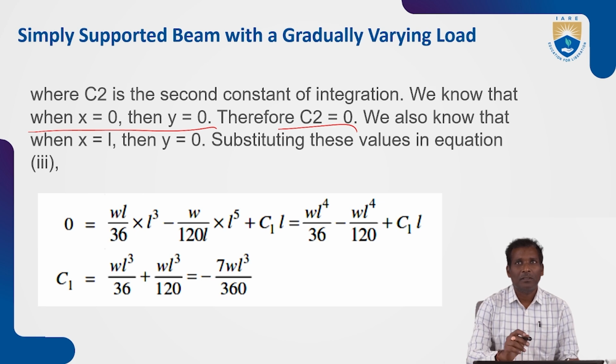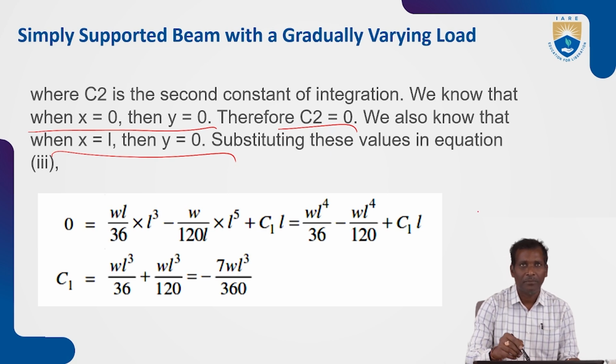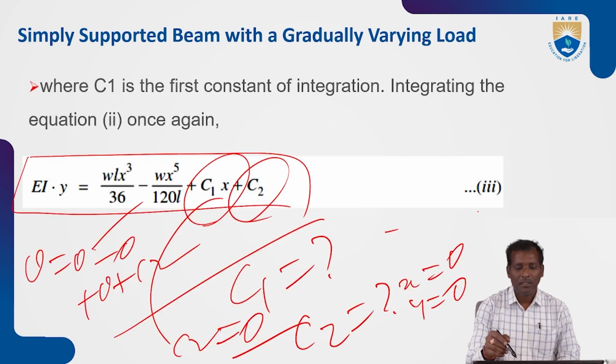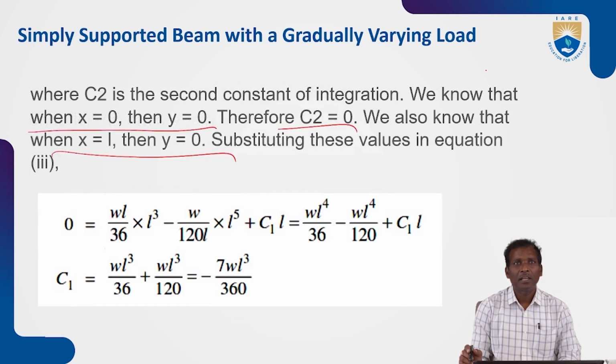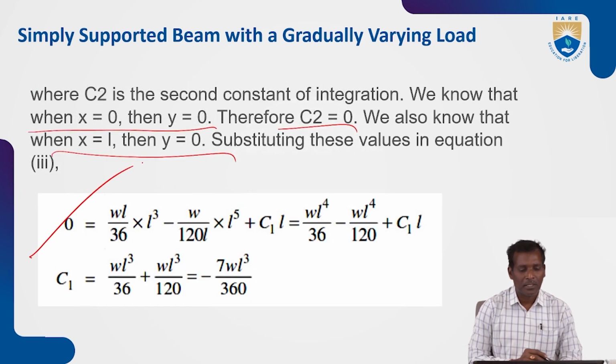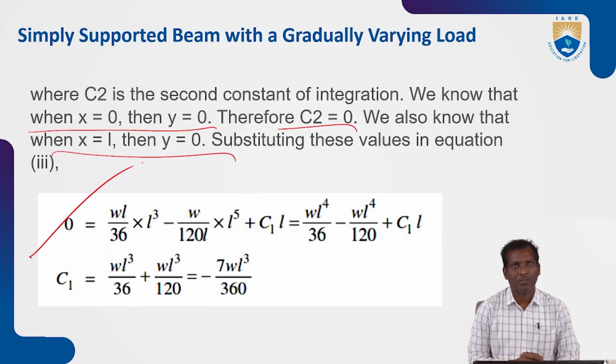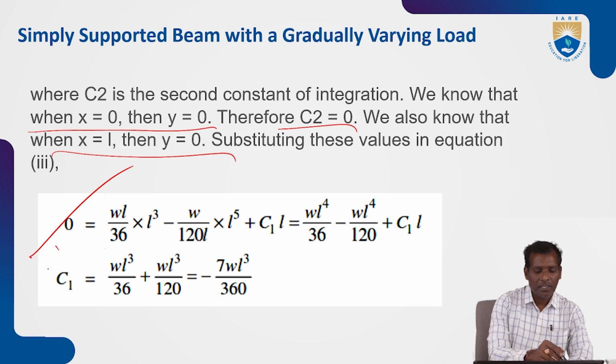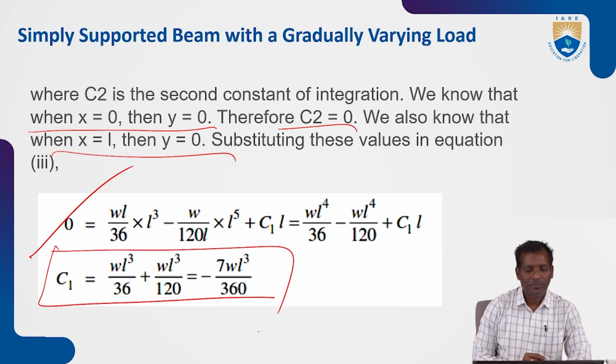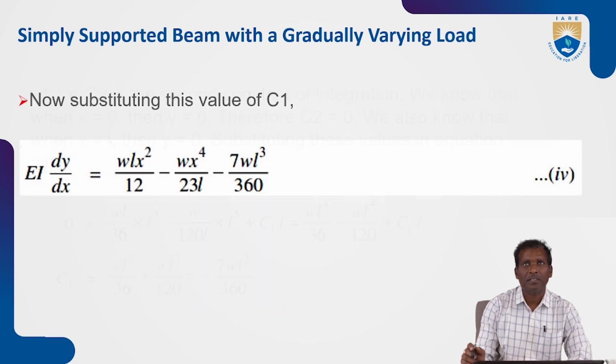And one more constant C1 is there: when x is equal to L, y is equal to 0. Substituting these values in equation 3, which we have already derived here, substitute C2 as 0, y is equal to 0 and x is equal to L. So you will get the C1 value. C1 is minus 7WL cube by 360.